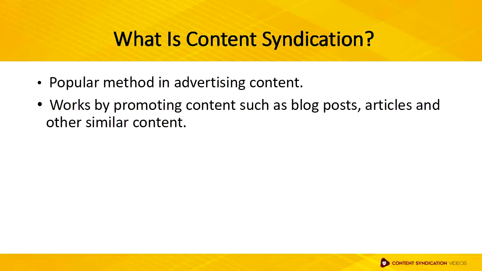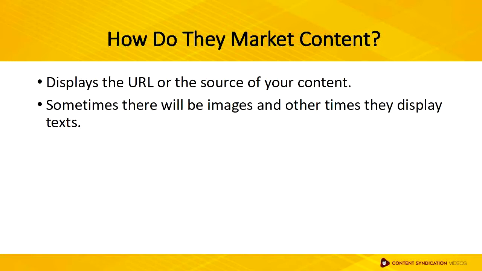Content syndication works by promoting content, such as blog posts, articles, and other similar types of content. There are various ways content syndication networks market a specific content. Some may only show the URL or the source of the content. Sometimes there will be images and other times only text.